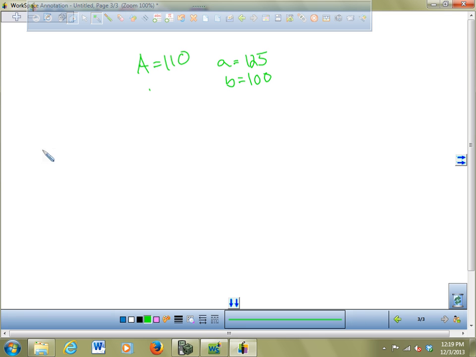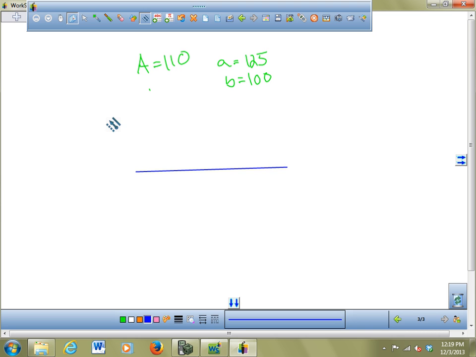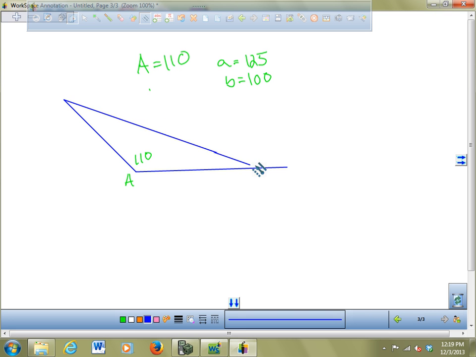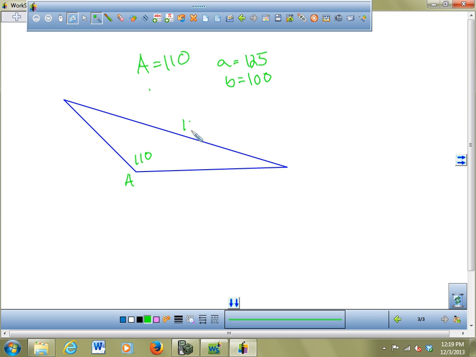So this is the way I take you through a problem like that. First, I have to stand over here, it's easier for me to see. So first, I draw a side over here. We know this is an obtuse angle, right? So this angle is 110 over here. Side A is 125, and side B is 100.